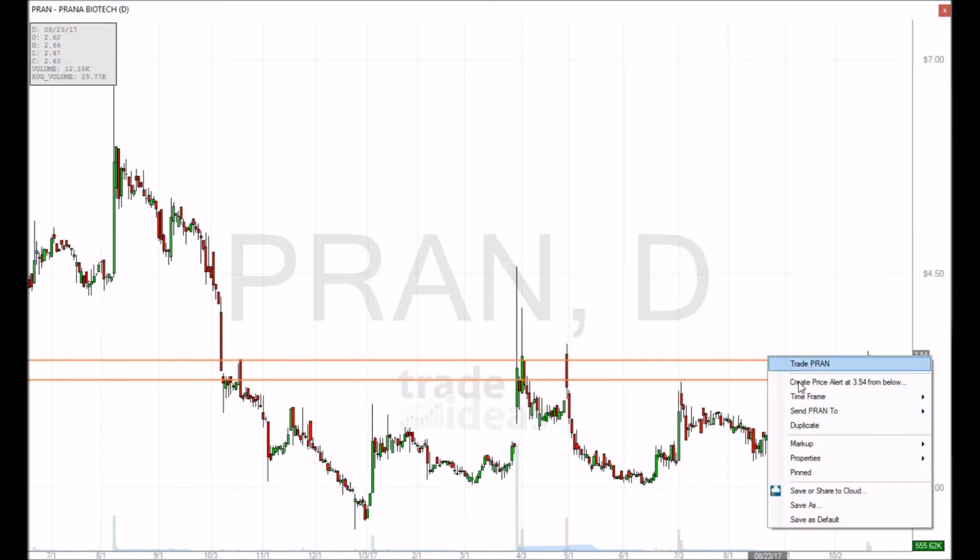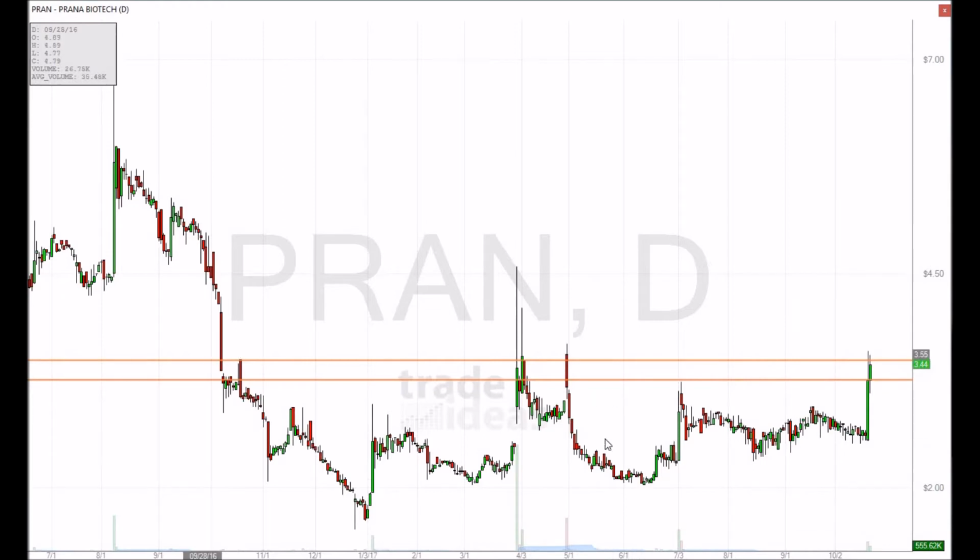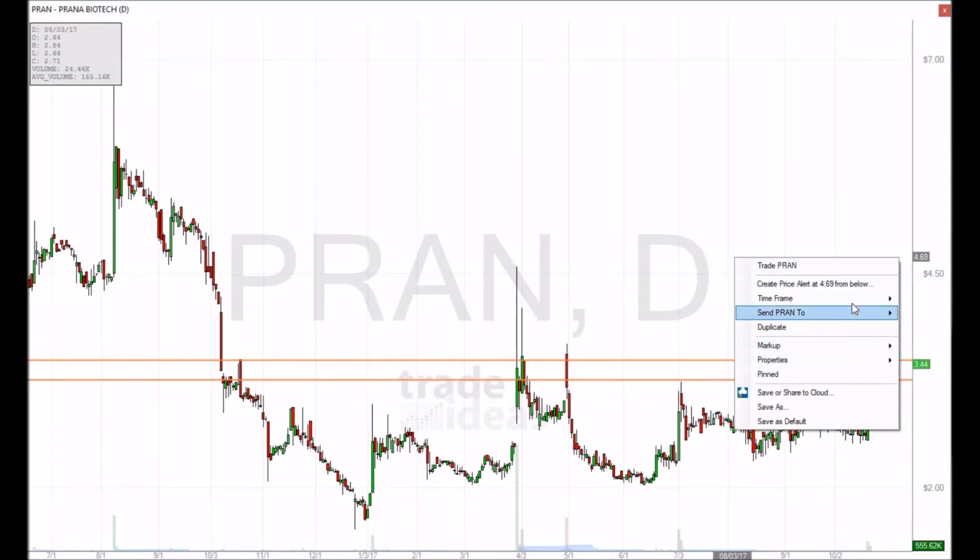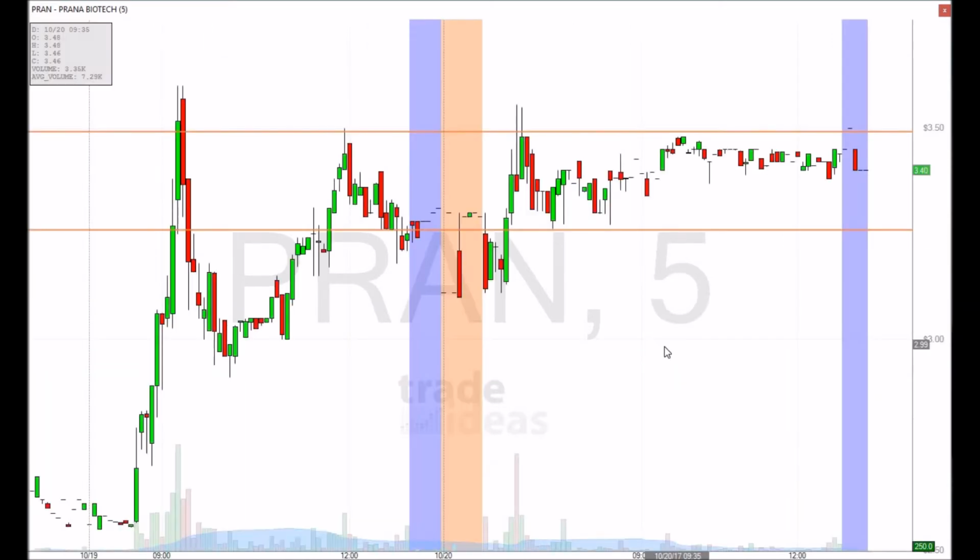Now what about trend? Can we identify a trend in this stock? Well, on the daily chart, we can't. I don't see any trend here. That's obvious. Let's go ahead and break it down into, let's do a 5-minute chart. See what we can see here. And there's a trend here. We can actually identify a trend.